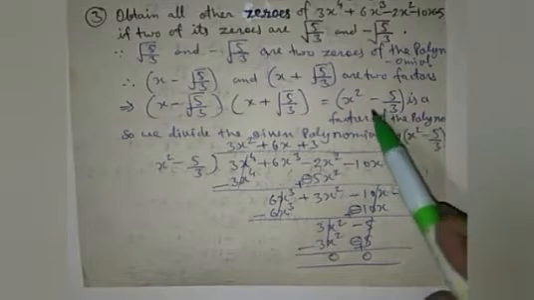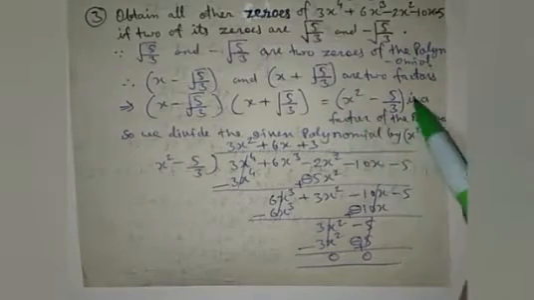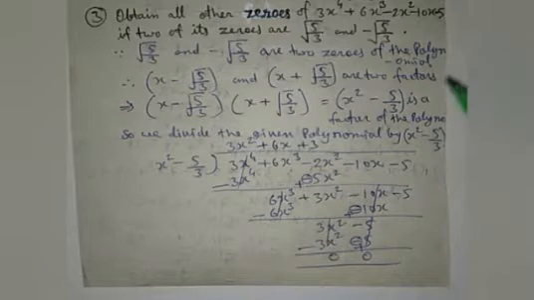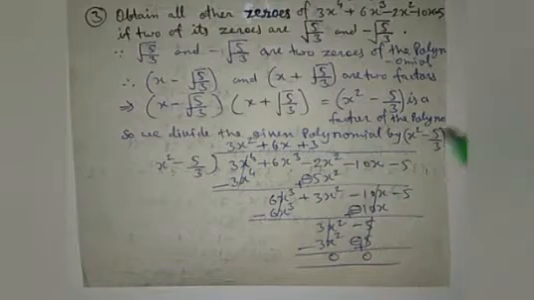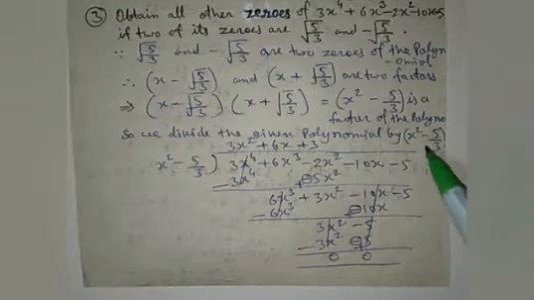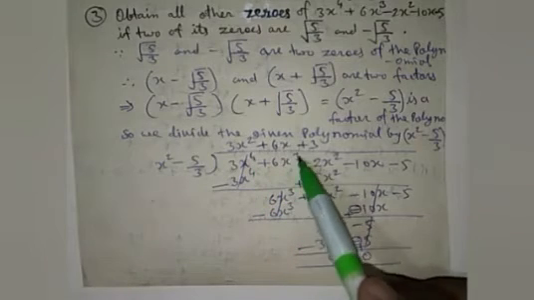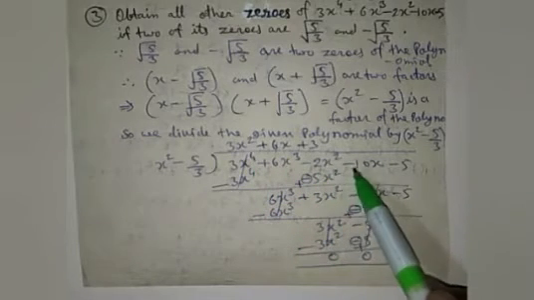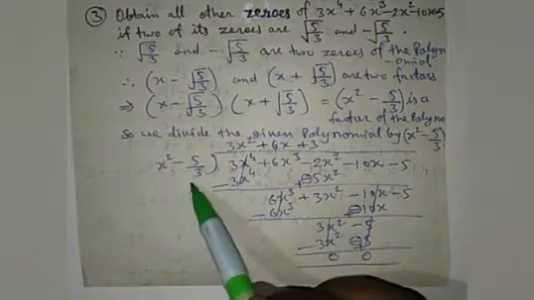If we divide the given polynomial by this factor, you will get the other factor, which is the quotient of the division, and that quotient will contain the other factors. So here we will divide the given polynomial 3x power 4 plus 6x cube minus 2x square minus 10x minus 5 by x square minus 5 by 3.